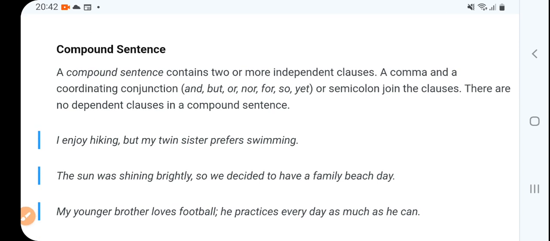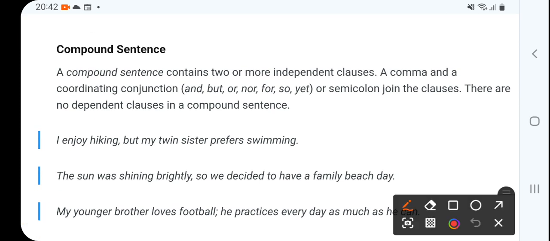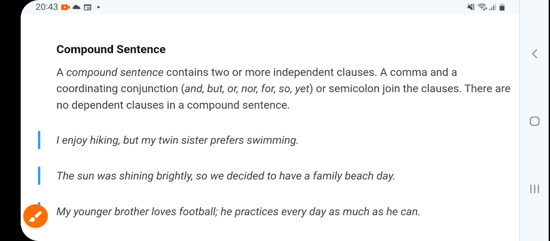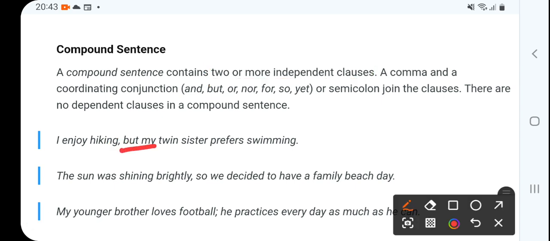This means in a compound sentence there are two or more independent clauses, which are joined by either a comma, a semicolon, or a conjunction, right? Here in this sentence this conjunction, in this sentence this conjunction. This is the compound sentence.